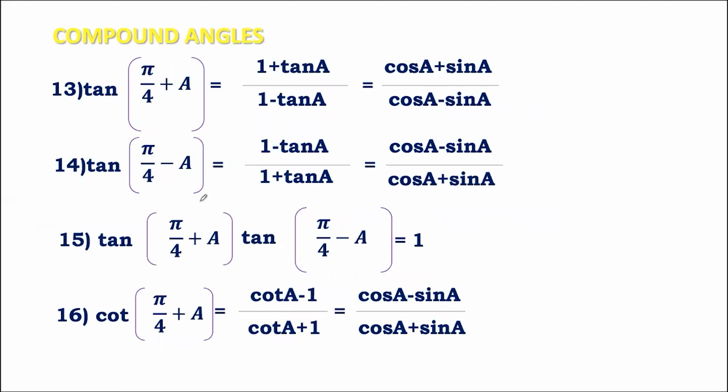Now, in between, many times we have to use the formula for tan(π/4 + A), meaning tan(45° + A). We know the value of tan 45 is 1 only, so it is (1 + tan A) upon (1 − tan A · tan 45), and tan 45 is 1 only. So (1 + tan A) upon (1 − tan A). If we convert this tan into sine and cos, we get (cos A + sin A) upon (cos A − sin A).